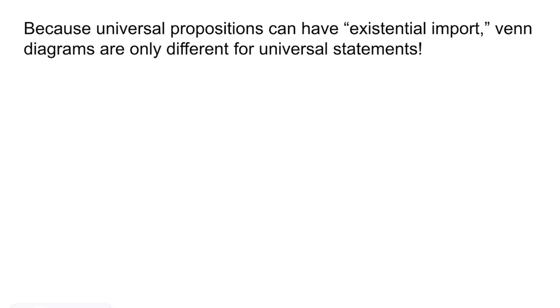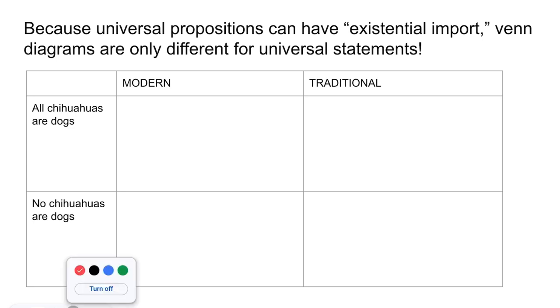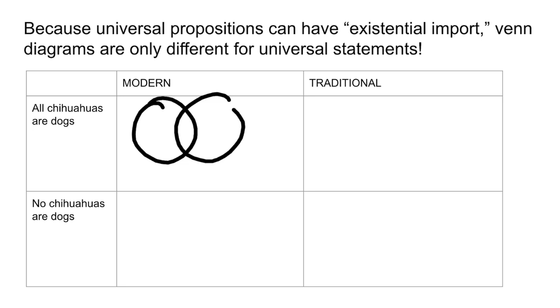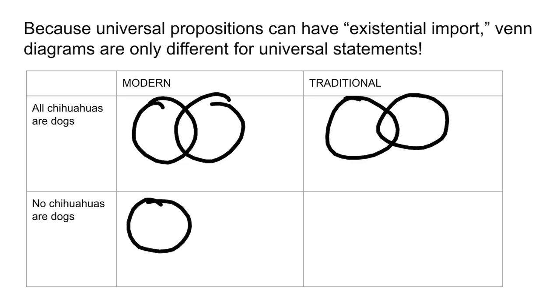Let's move on. Because universal propositions can have existential import, Venn diagrams are only different for universal statements. Again, whoa, Caroline, what are you talking about? Good thing I'm about to show you. Okay, so we're going to look at these two statements between the modern standpoint and the traditional standpoint, okay? I'm going to go ahead and make these little diagrams for you. Now, I'm not Van Gogh, okay?